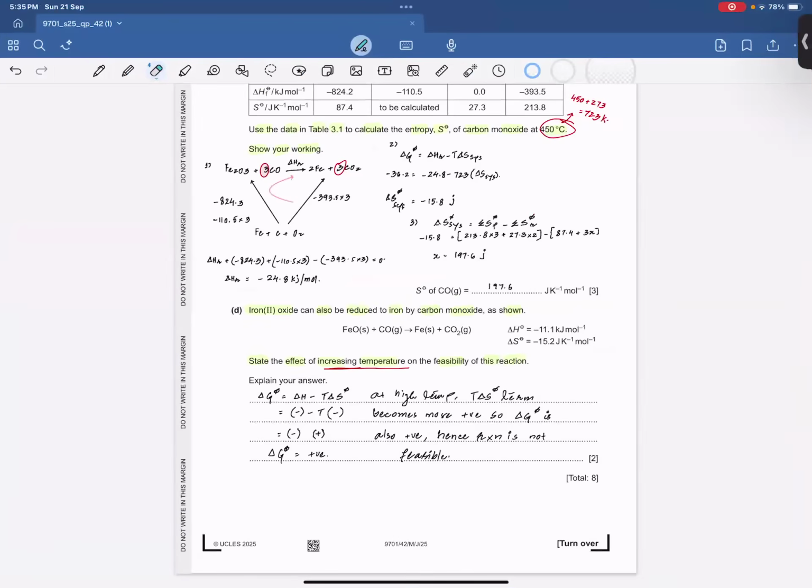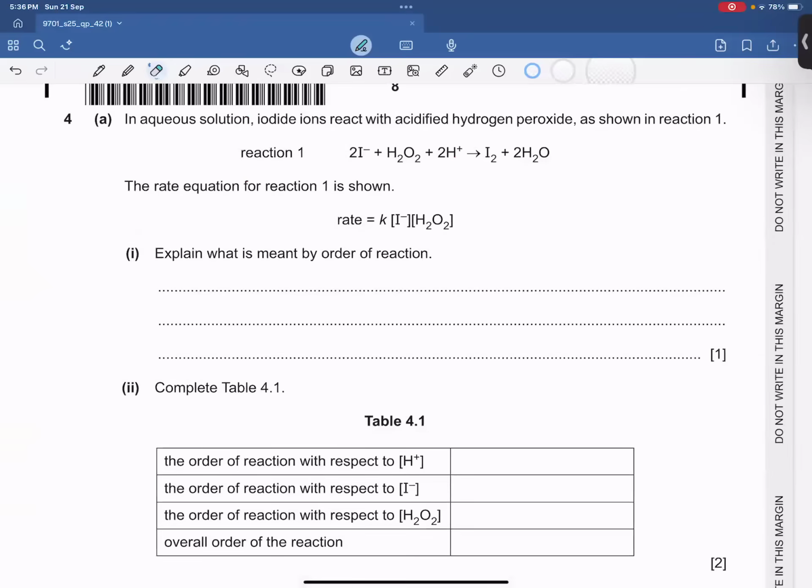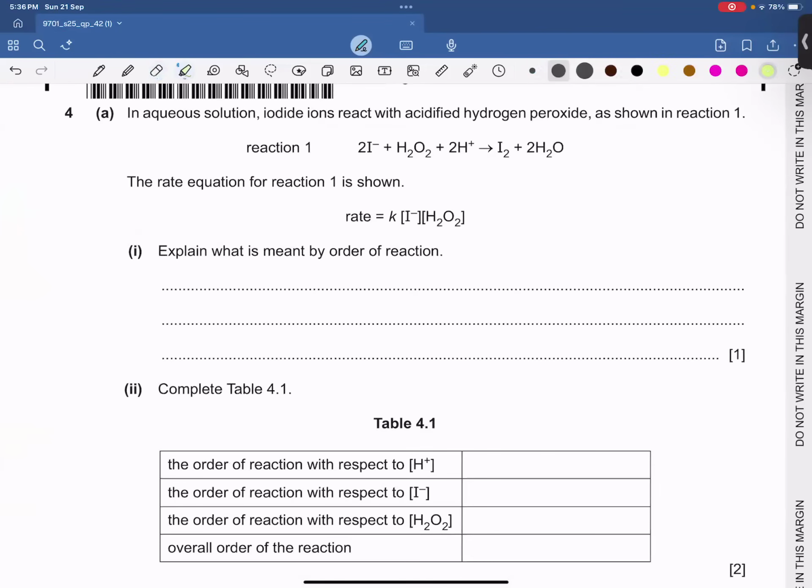All right. So the next question is question number 4. In aqueous solution, iodide ions react with acidified hydrogen peroxide as shown in reaction 1. By the way, in this reaction, the iodide ion is acting as a reducing agent, whereas hydrogen peroxide is acting as an oxidizing agent. The rate equation for reaction 1 is shown. All right, from this rate equation, we conclude that both hydrogen peroxide and iodide ion have first order.